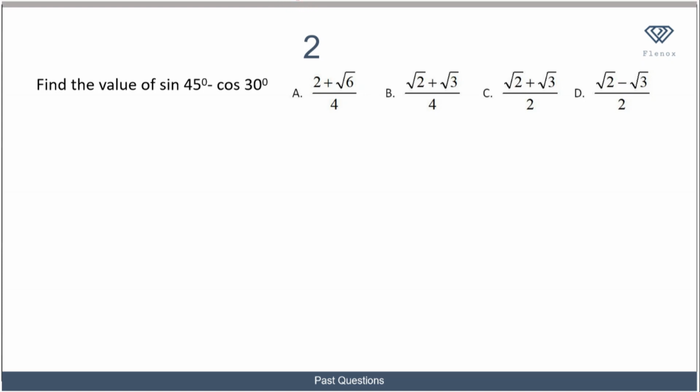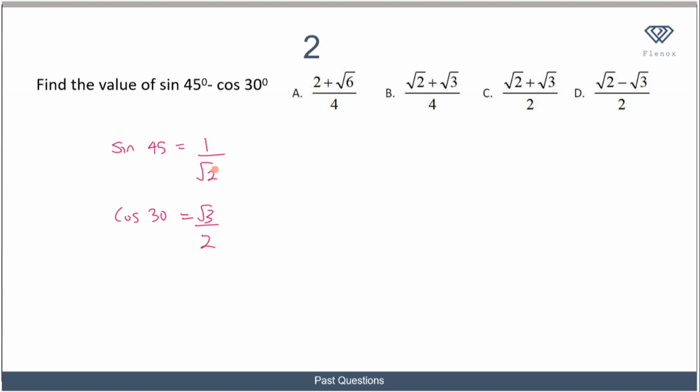Now in the next question, we are told to evaluate the value of sine 45 minus cos 30. You will recall that sine 45 and cos 30 are special angles that I told you to memorize earlier on. So if we check the table, you know that sine 45 is the same as writing 1/√2, while cos 30 is the same thing as writing √3/2.